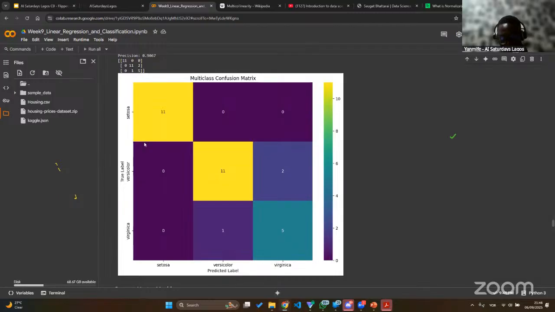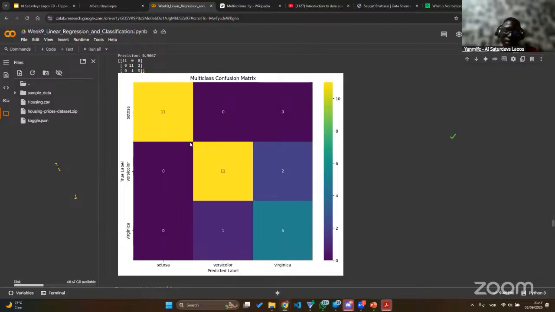But two versicolor were wrongly predicted as virginica. What do we call that? Is that false positive? No, it is versicolor wrongly predicted as virginica. That is what we call false negative. The concepts of true positive, false positive, false negative and true negative here are for a multi-class label, so it might be confusing.